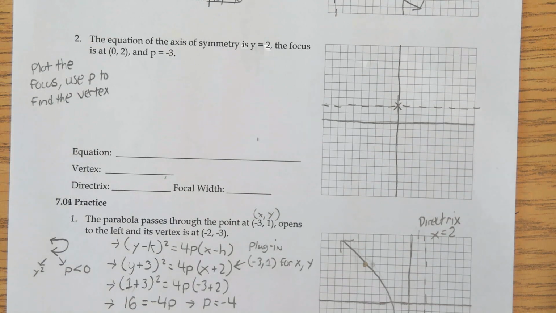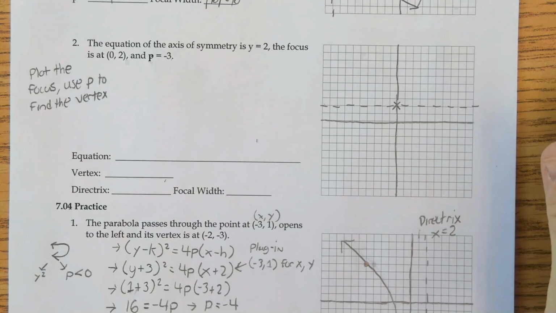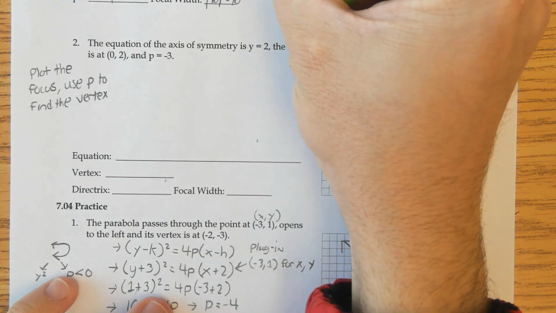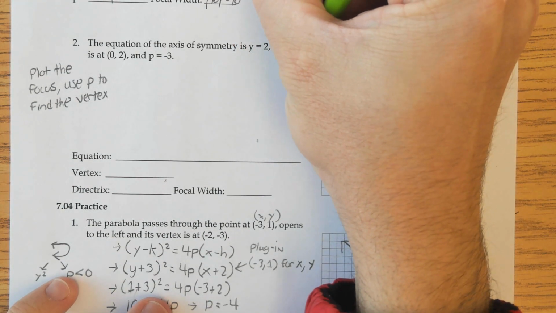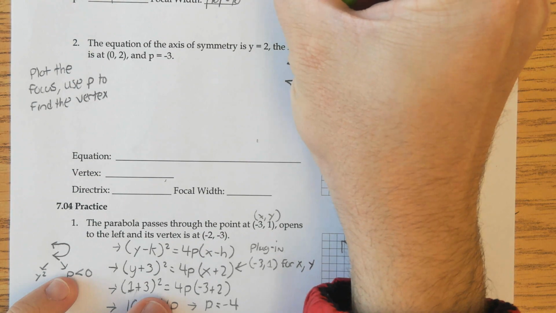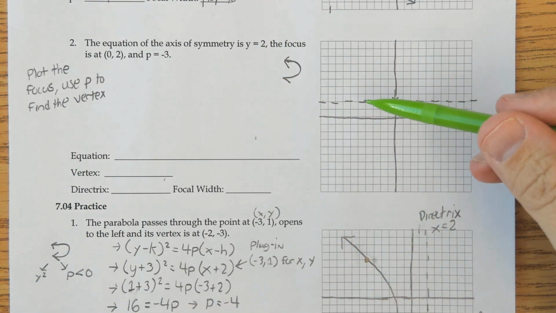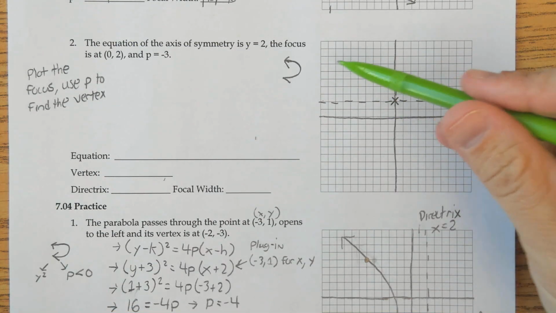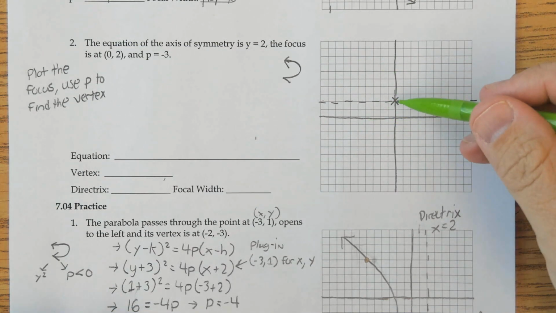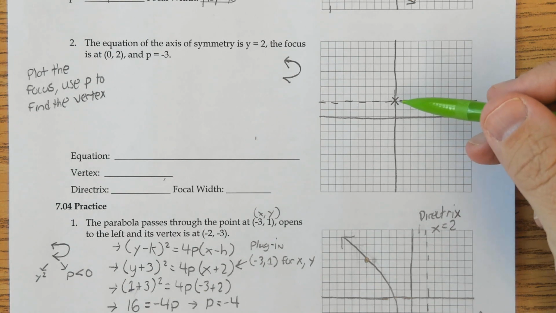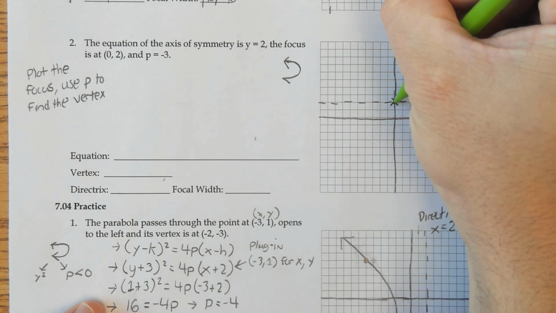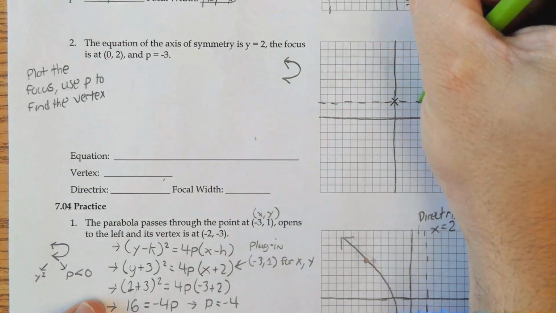We know that since our axis of symmetry is horizontal, our graph's opening left to right. And what do we also know? When p is negative, that means this graph is going to open to the left. Okay? Because I've got a horizontal axis of symmetry and p is negative, we know this parabola is going to open to the left. Now, p is the distance from the vertex to the focus. So all I'm going to do from the focus is I'm going to count right 3. 1, 2, 3, and there you go.